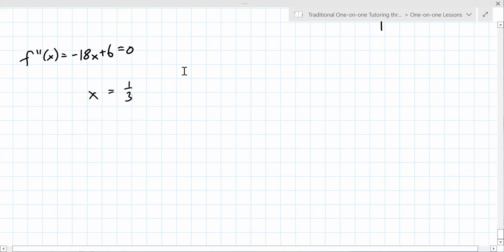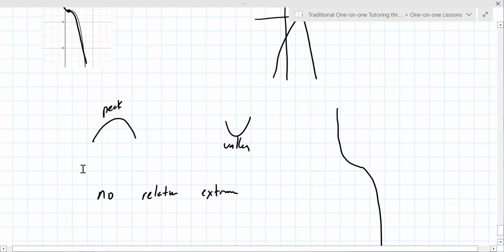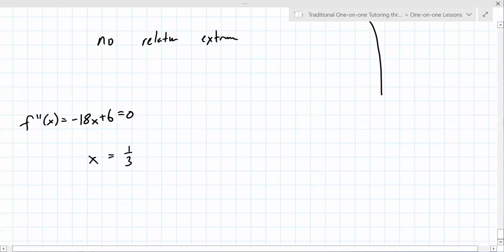And we see that from the graph. The graph shows us there at 1/3. It looks like it's changing from concave up, like holding water, on the left, to no longer holding water on the right. So that is your inflection point. You do need an ordered pair though.